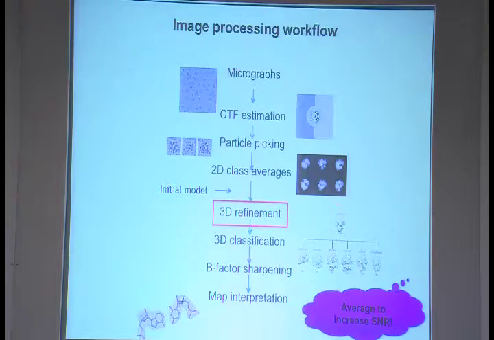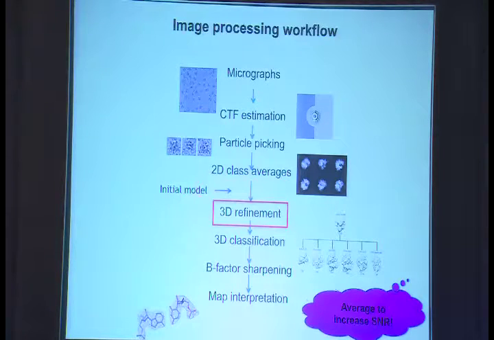It involves a lot of different steps. And for this, you need an initial model, which will come tomorrow as a separate lecture. So we assume that we have a model already. Then after 3D refinement, you can do classification, or classification can come before 3D refinement so that you start up with better particles. And then, of course, you go to map interpretation and you can publish the maps.